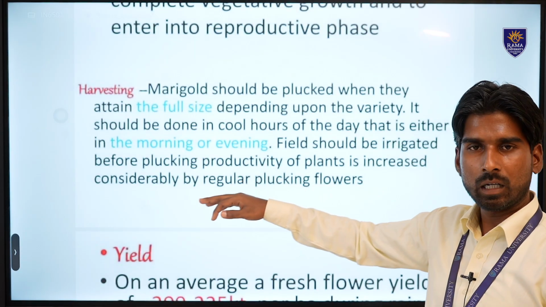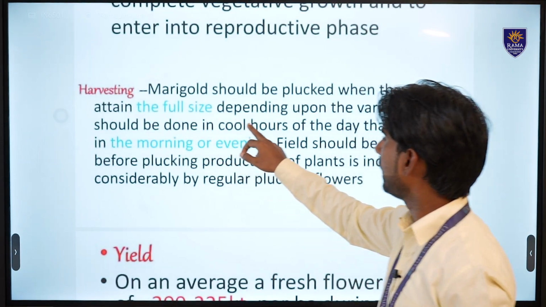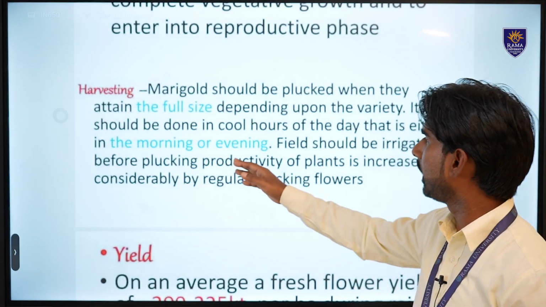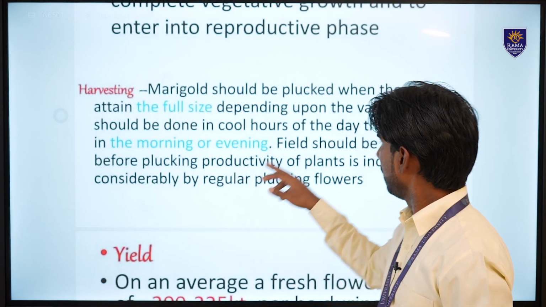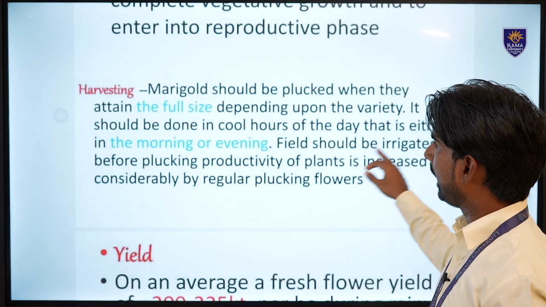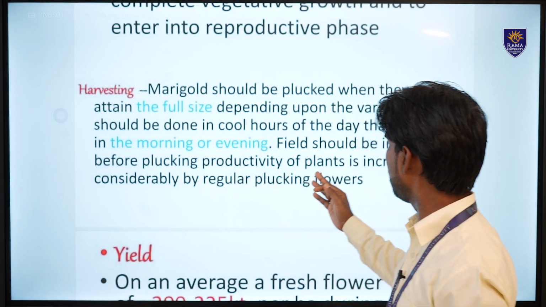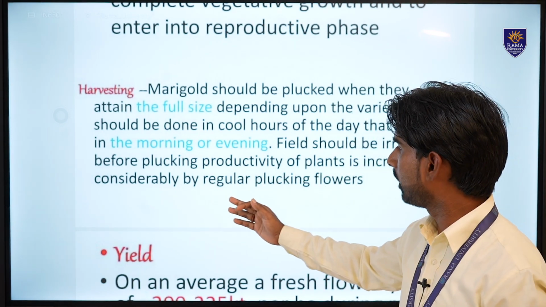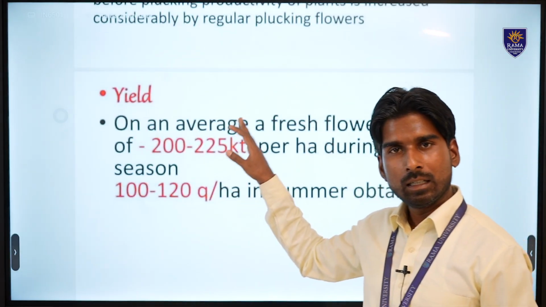Harvesting of marigold. Marigold should be plucked when the flowers attain full size, depending upon the variety. It should be done in cool hours, meaning either in the morning or evening. Fields should be irrigated before plucking. Productivity of plants increases considerably by regular plucking of flowers.